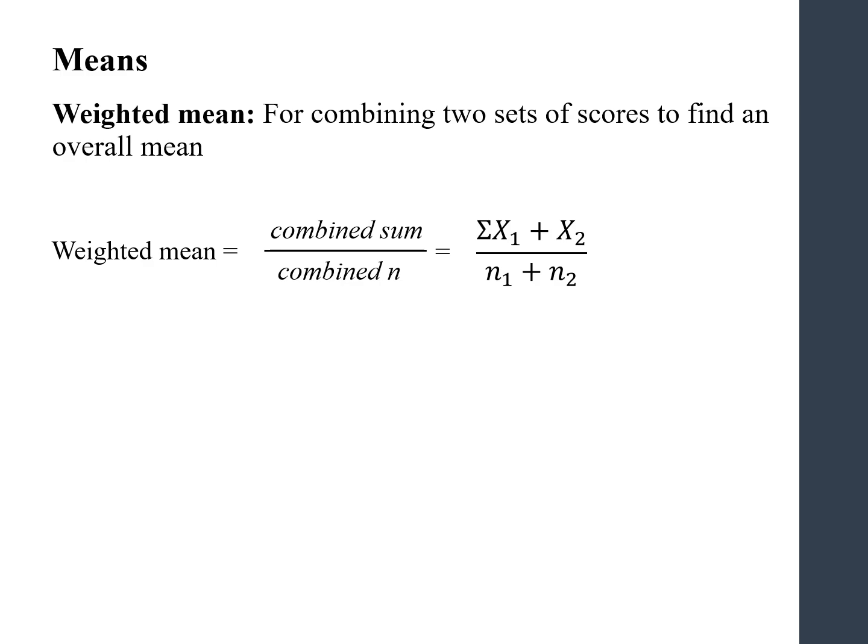But say you have two different means. You have depression scores from two different universities and you want to combine them. To do so, you would use the weighted mean. In direct terms, the weighted mean is the combined sum of both groups divided by the combined n. In statistical notation, this is shown as a sum of x for group 1 plus group 2 divided by the n of group 1 plus the n of group 2.